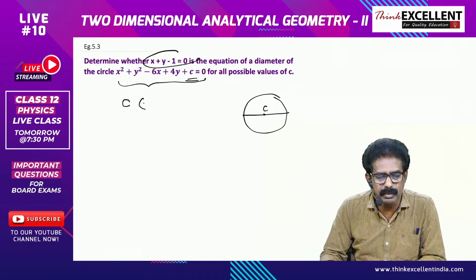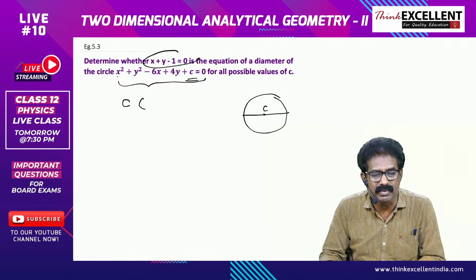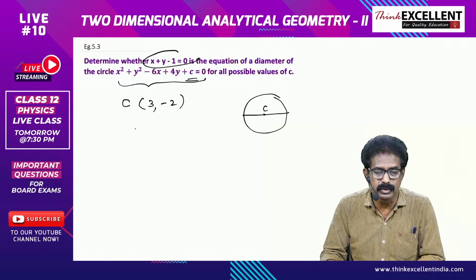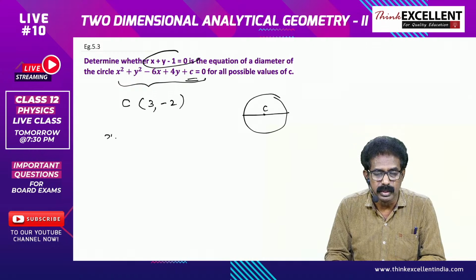So find the center: minus g, minus f, the correct formula. The g value is minus 3, so minus g is plus 3. The f value is 2, so minus f is minus 2. So the center is 3, minus 2. You have to substitute this and check whether x plus y minus 1 equals 0.